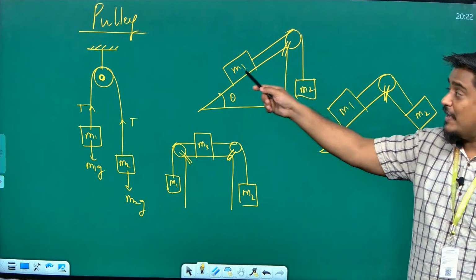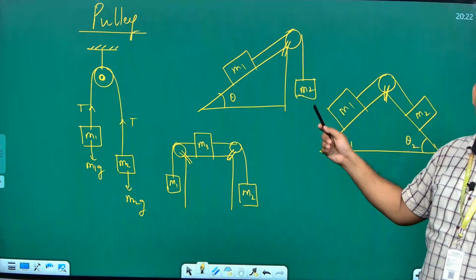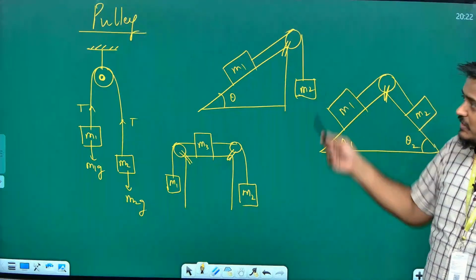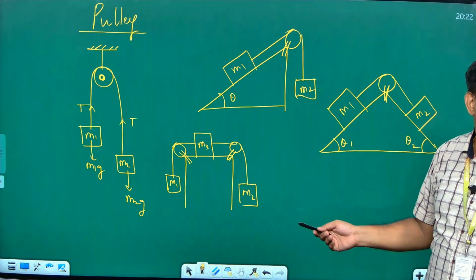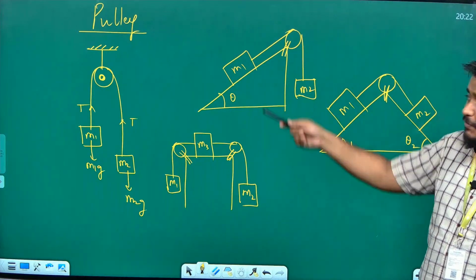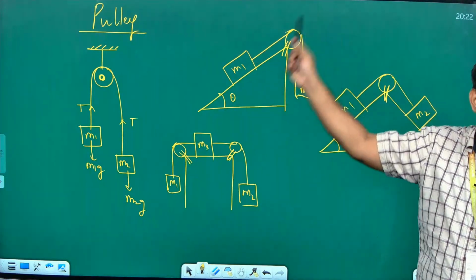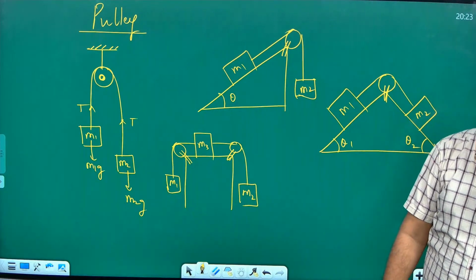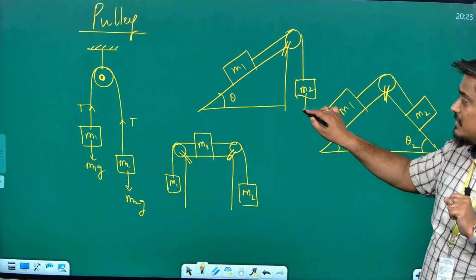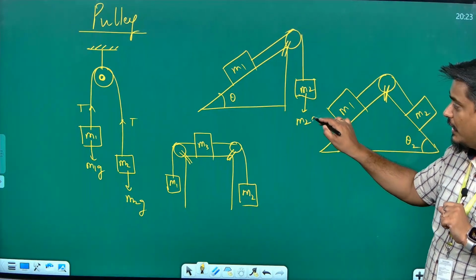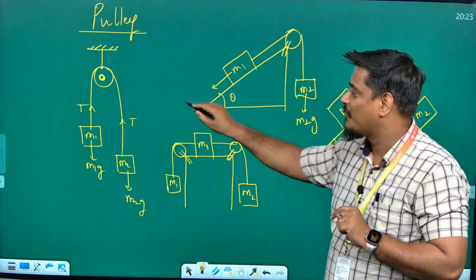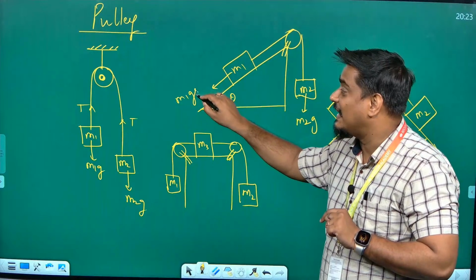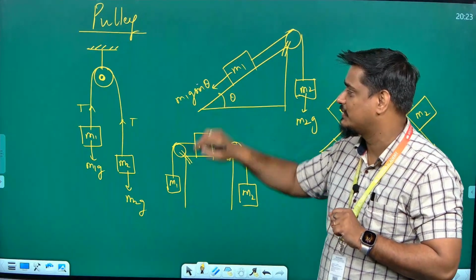It may be 5 kg, it may be 4 kg, but the body may go this side. It may be 6 kg, it may be 3 kg, but the body may go that side. It totally depends upon the force, not the mass. So what will I do here? Here what is the force? m2g. Here what is the force? m1g sin theta. Check your previous class notes.